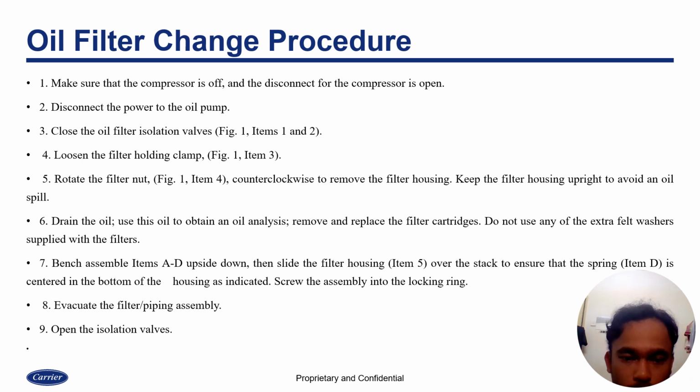The first step is to make sure that the compressor is off and then disconnect the power to the compressor. Second step is to disconnect the power to the oil pump and then close the oil filter isolation valve. So for the isolation valve, you can refer to the figure that I have displayed earlier, labeled item 3, item 1 and item 2. And next step is to loosen the filter holding clamp and then rotate the filter counterclockwise to remove the filter housing.